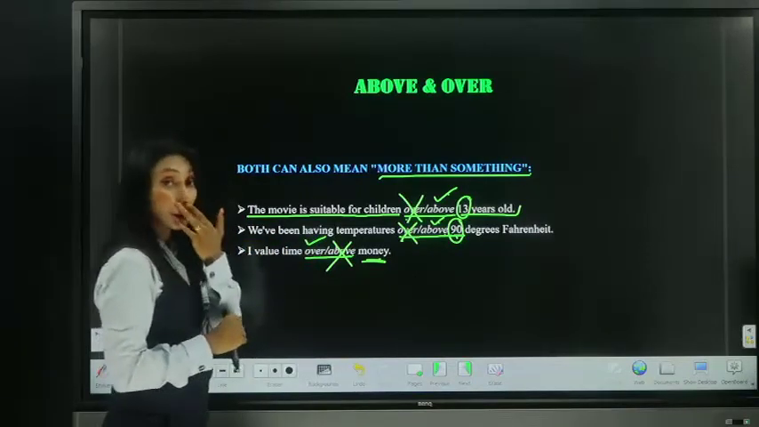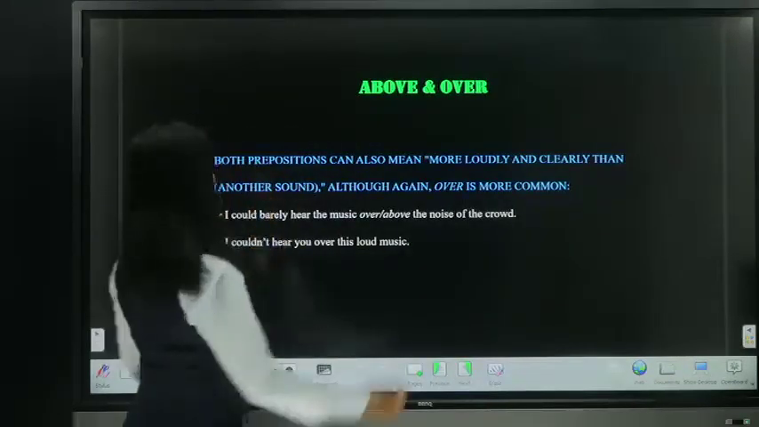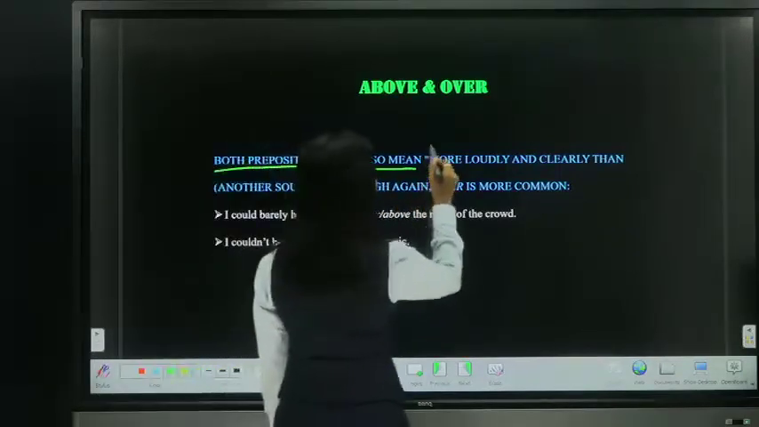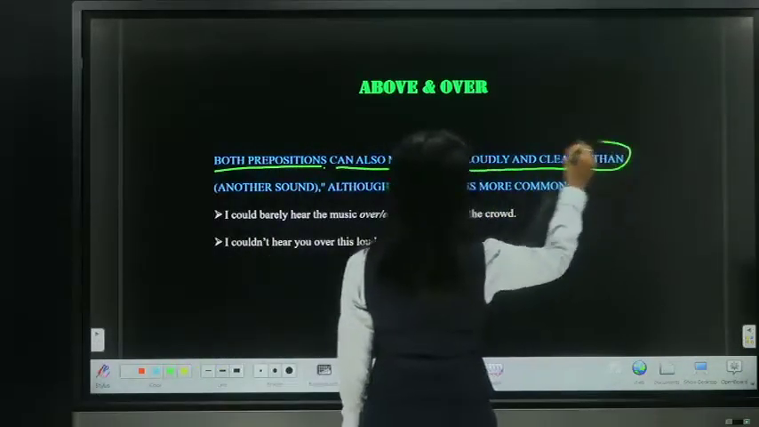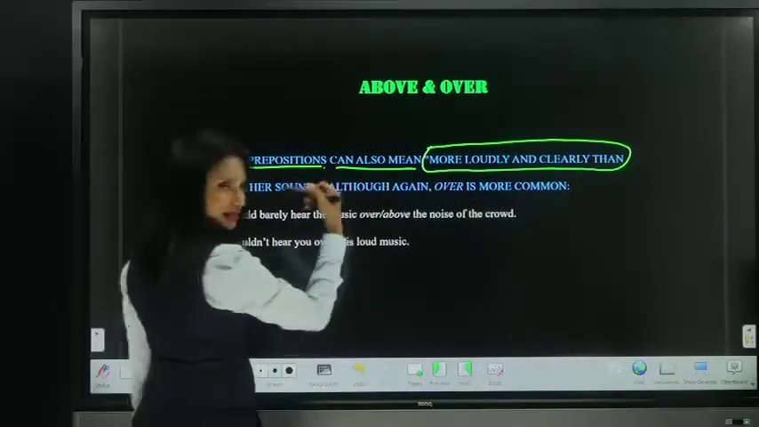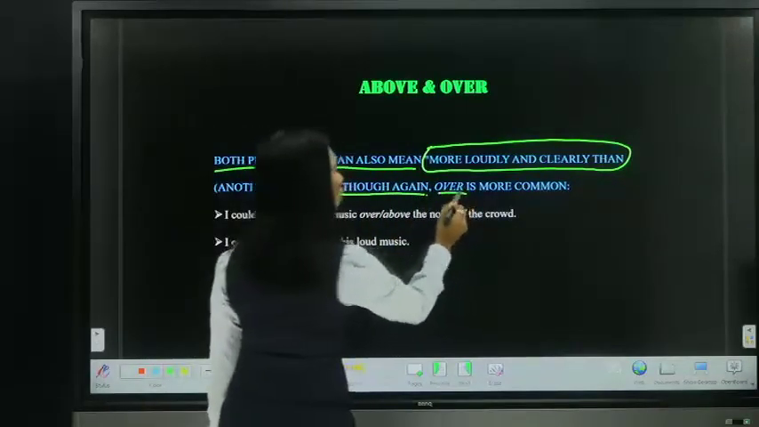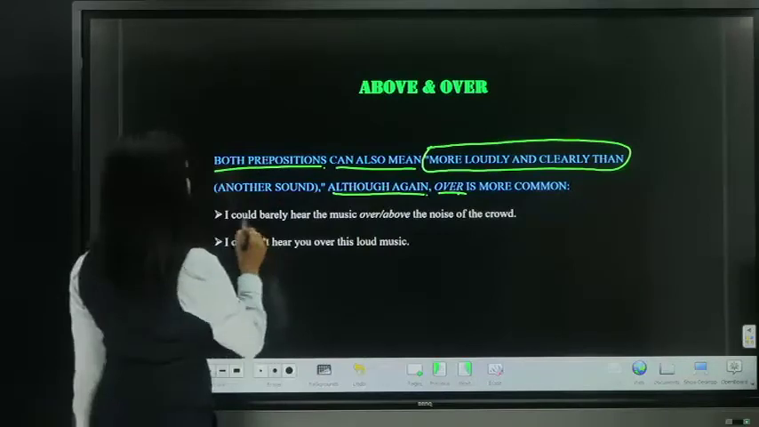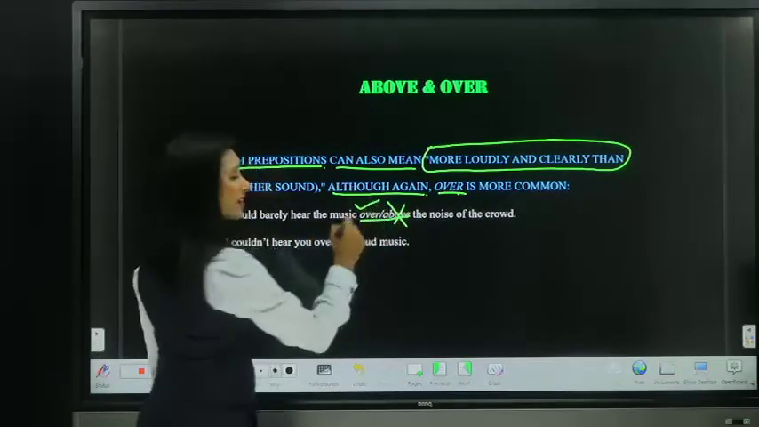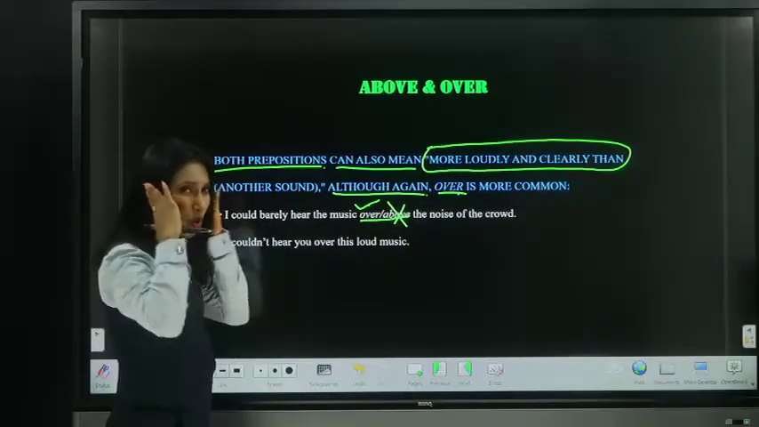Now let's move on to the next usage. Both as prepositions can also mean more loudly and clearly than some other sound. Again, over is more common. I could barely hear the music over the noise of the crowd, not above the noise. You cannot say above the noise. It's over the noise of the crowd.